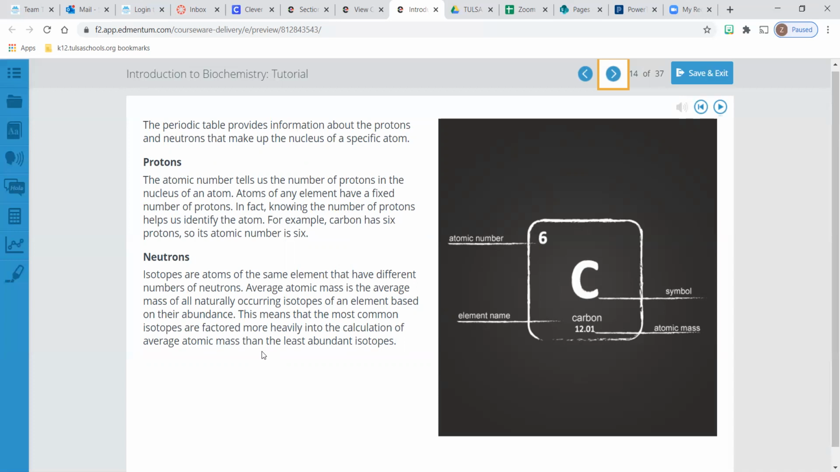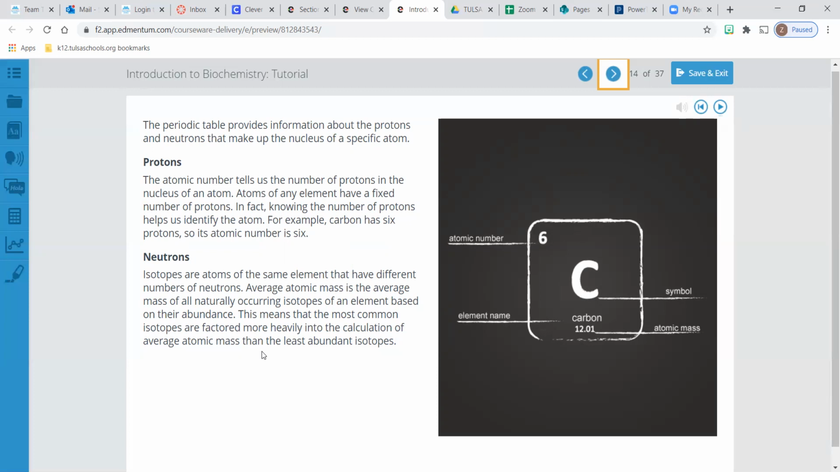Isotopes are atoms of the same element that have different numbers of neutrons. So you can have carbon with different numbers of neutrons. So the proton number never changes, but the neutron number can. Average atomic mass is the average mass of all naturally occurring isotopes of an element based on their abundance. So the most common isotopes are factored more heavily into the calculation of average atomic mass.